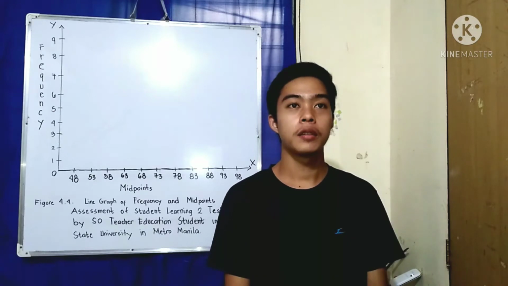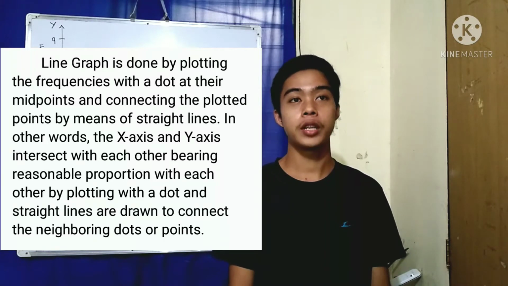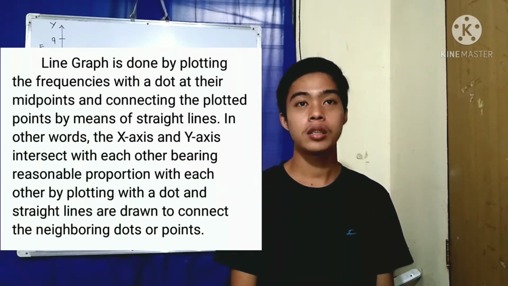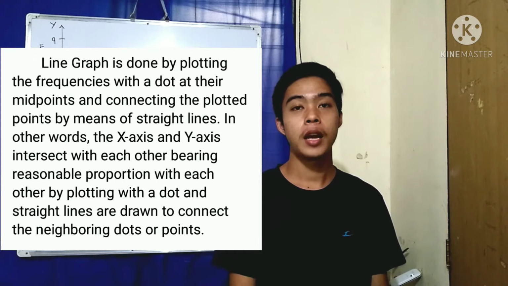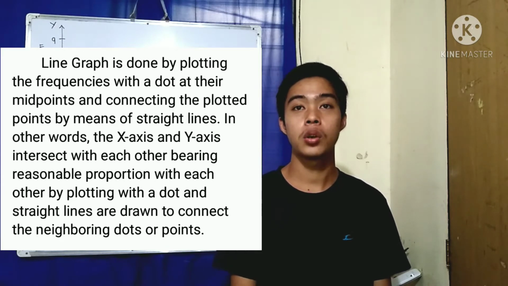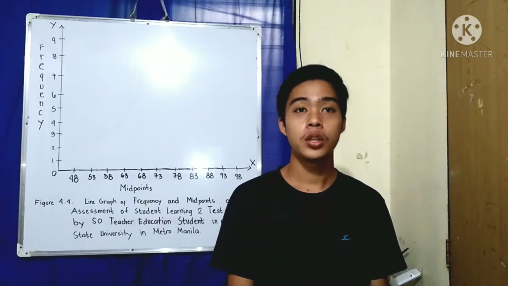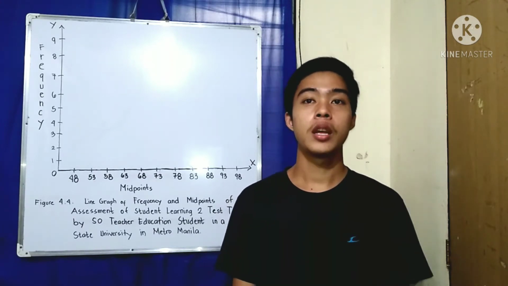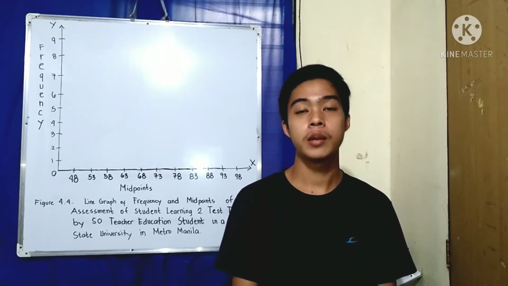First, what is a line graph? A line graph is done by plotting the frequencies with a dot at their midpoints and connecting the plotted points by means of straight lines. In other words, the x-axis and y-axis intersect each other, bearing reasonable proportion with each other, by plotting with a dot, and straight lines are drawn to connect the neighboring dots or points. Line graphs are used to track changes over short and long periods of time. When smaller changes exist, line graphs are better to use than bar graphs.